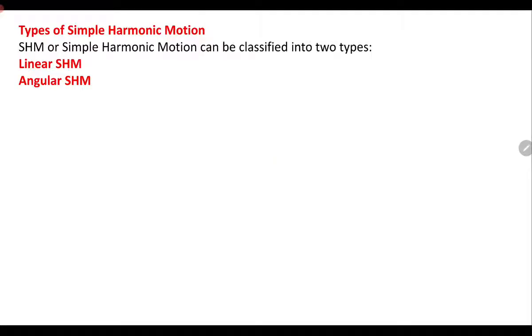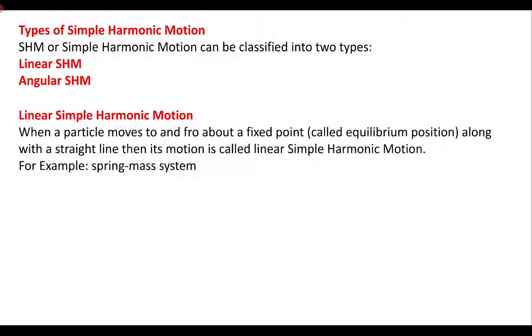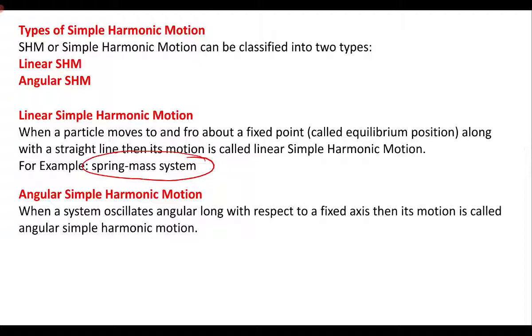So what are the types of simple harmonic motion? There are two types. One is linear SHM and another one is angular SHM. Linear simple harmonic motion means when a particle moves to and fro about a fixed point along a straight line, then its motion is called linear simple harmonic motion. For example, the spring mass system is an example of linear simple harmonic motion. Angular simple harmonic motion is when a system oscillates angularly with respect to a fixed axis, then its motion is called angular simple harmonic motion.